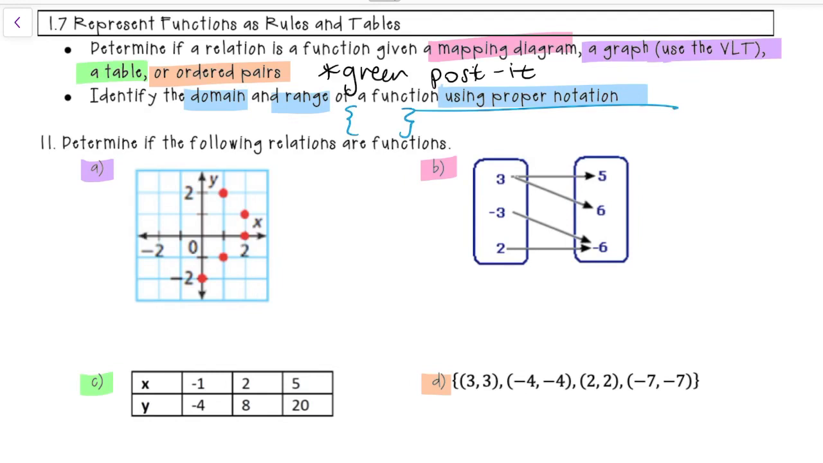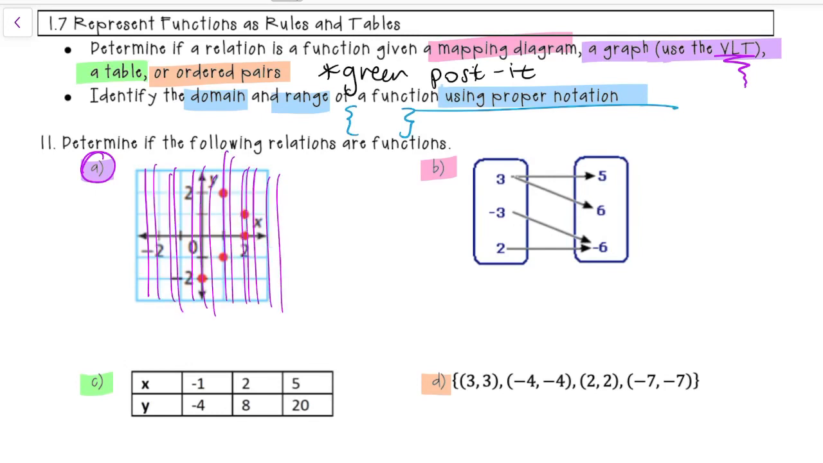So we are going to do 11A and 11B together. 11A, we have a graph. In order to determine if the following relation is a function, we use our vertical line test. So we just draw as many vertical lines as we can. If we have any vertical lines that pass through more than one point on our graph, it is not a function. If we look at this vertical line we drew right here, it hits our graph twice. Not only that one, but we've got this vertical line here where it hits our graph here and here.